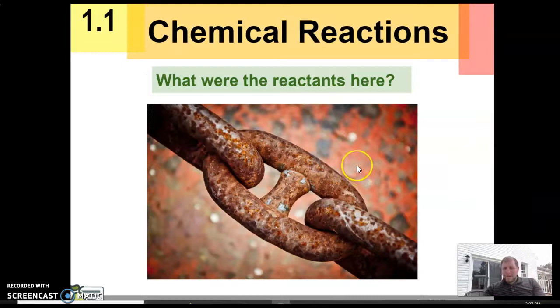Okay, so quick check here. Pause the video after I ask this. What were the reactants in this chemical reaction here? The product is rust. What were the reactants?